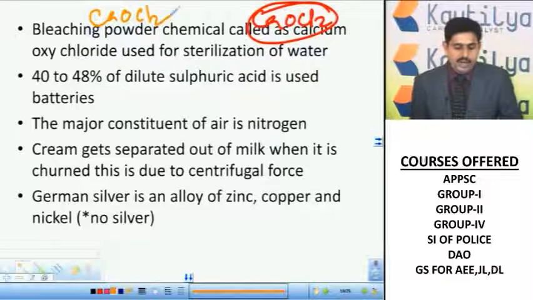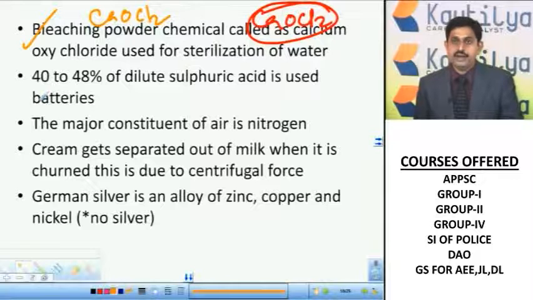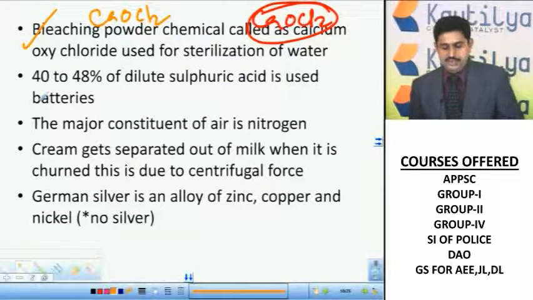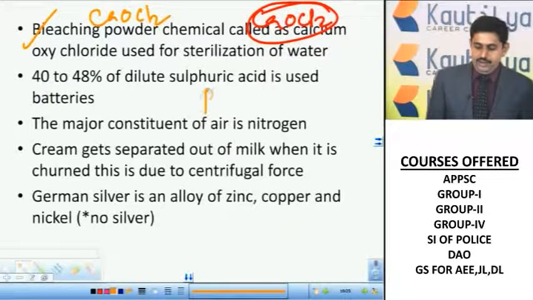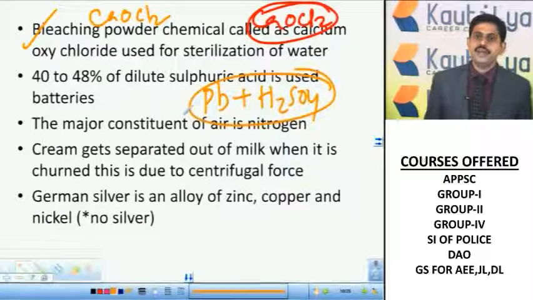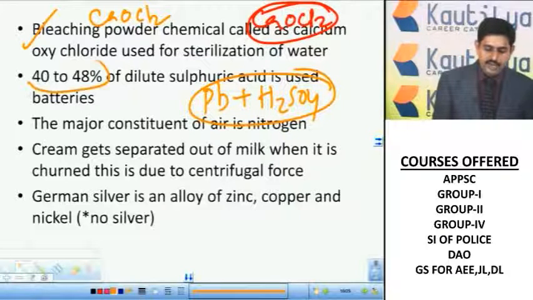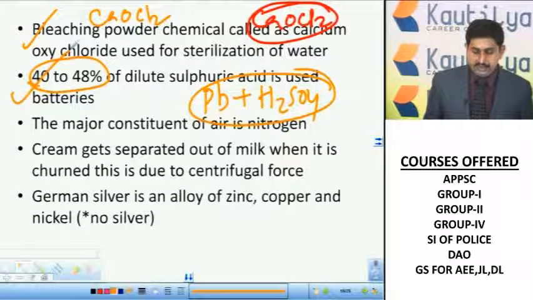Next point, inverters. Nowadays we are using many kinds of inverters. All the inverters are considered lead storage batteries. They consist of lead, Pb, and sulfuric acid, H2SO4. The percentage of sulfuric acid in a lead storage battery is 40 to 48%. That acts as an inverter.